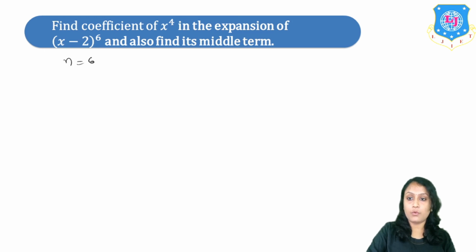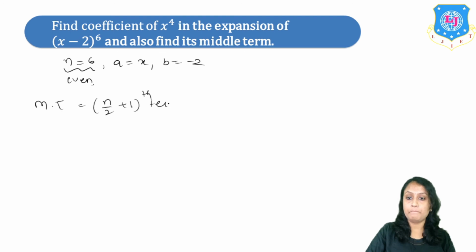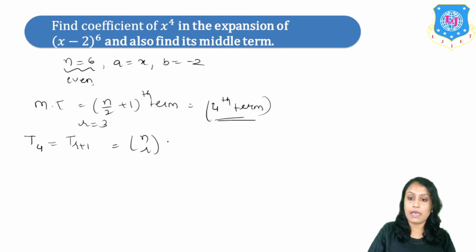Next we need to find the middle term. Now here n is equal to 6, a is your x and b is minus 2. Now you can see the n is even. So your middle term will be n by 2 plus 1th term. So here substitute the answer of n. So 6 by 2, so 3 plus 1, that is 4th term. It will be your middle term. So we need to find t4. And we have formula like this: t r plus 1. So we need to take r as what? 3. So the formula is nCr, a raised to n minus r, b raised to r.